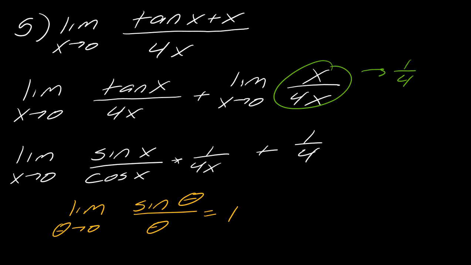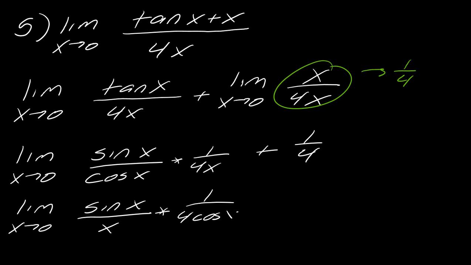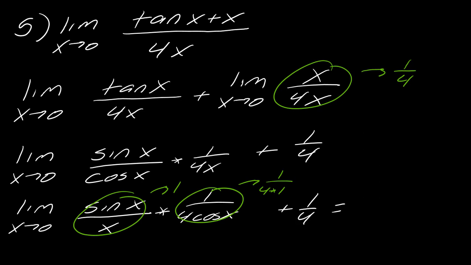So let me rearrange things and clear off the theorem. I'm going to have the limit as x approaches 0 of sine of x over x, times 1 over 4 cosine of x. Now these pieces, we're good to go. Sine of x over x, that's me using the theorem I just told you about, so this is going to 1. Now this is going to end up going to 1 over 4 times 1. And oops, I forgot about that 1/4 here at the end. So what all of this comes out to is 1 times 1/4 plus 1/4. Just to be nice and clear, we've got 1/4 plus 1/4, so this will ultimately equal 1/2.